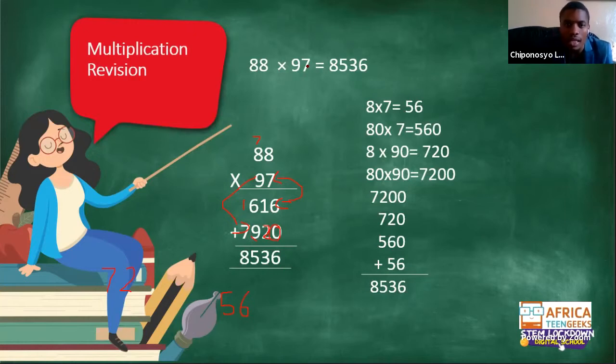On this side, we say the unit must multiply both the 10 and the 8. So it's 8 times 7, 56. 80 times 7, 560. Then it's 8 times 9, 720. 80 times 90 is 7,200. You add everything together, you get 8,530. That's what you get.